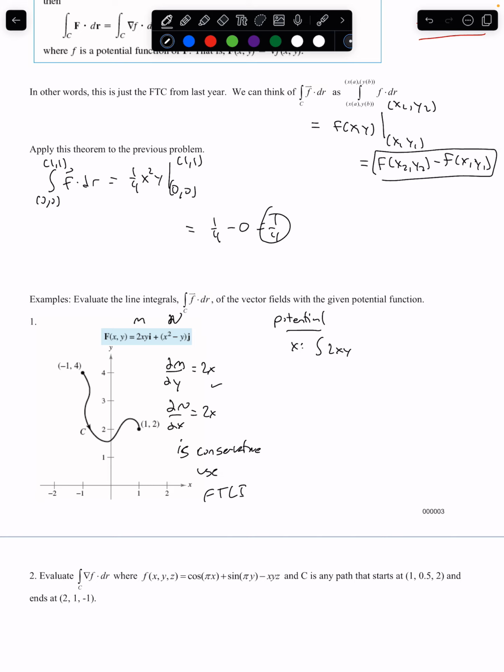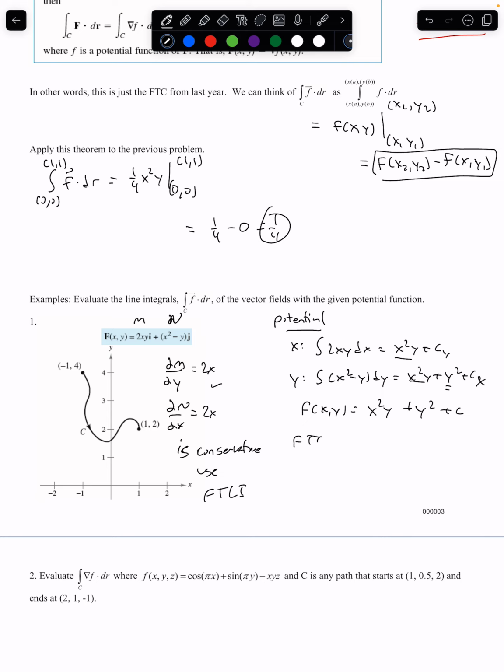Take this 2xy with respect to x, and that's just going to become x squared y plus some constant with respect to y. The same thing with the y, and that's going to become this x squared minus y dy, and that's just going to become x squared y plus y squared plus some constant with respect to x. So our potential function now is going to be the following. Take what they have in common, this x squared y, and what they don't have in common, the extra y squared, plus some constant.